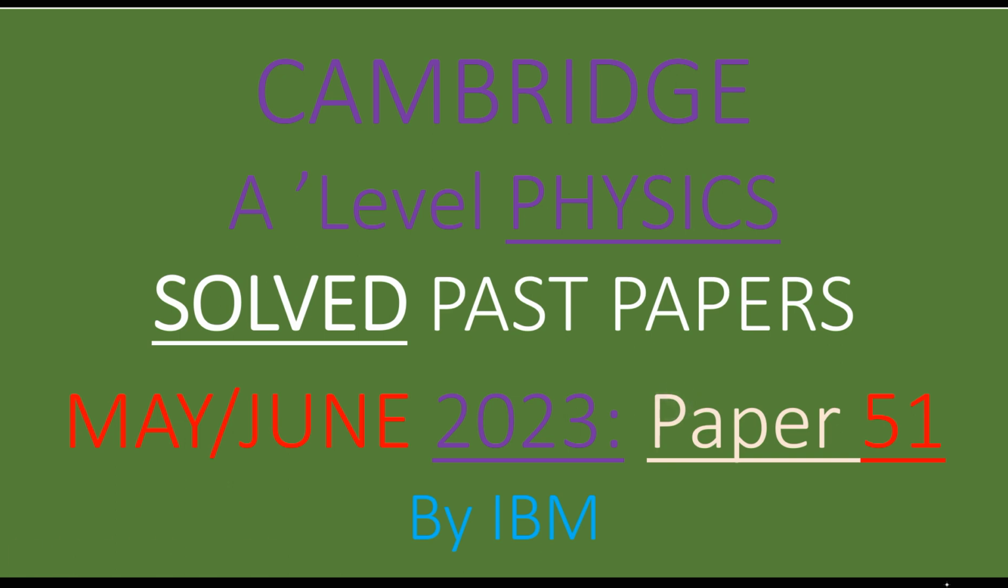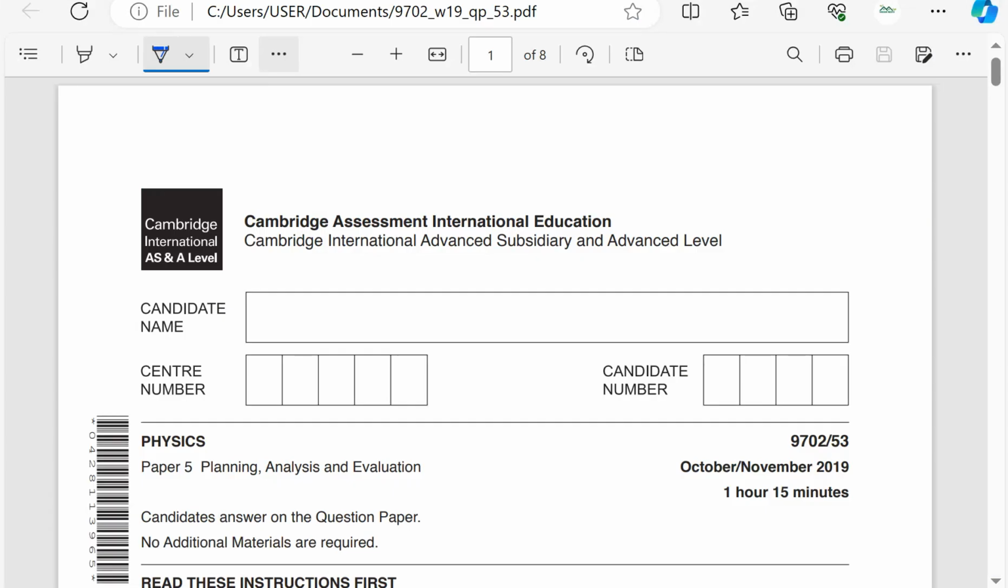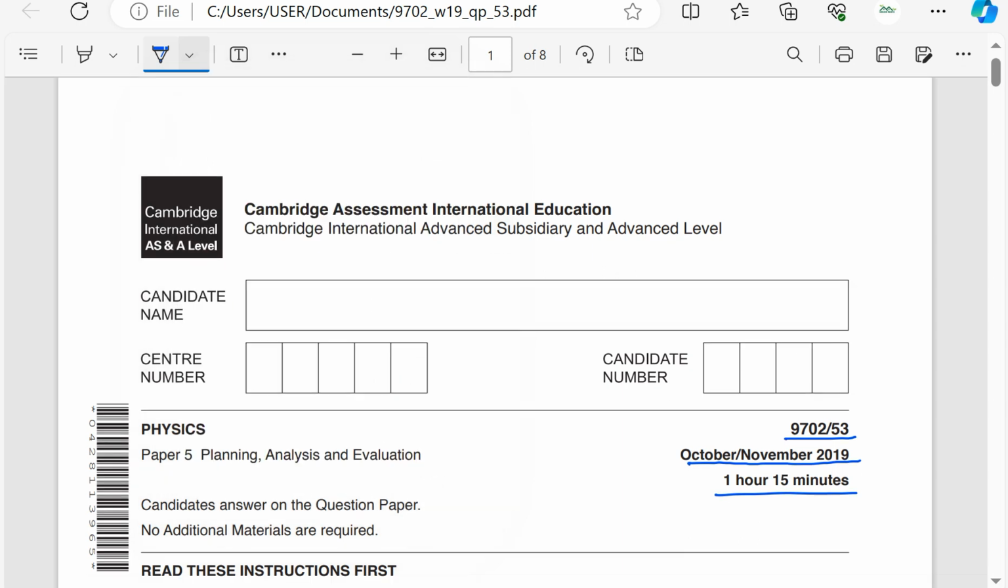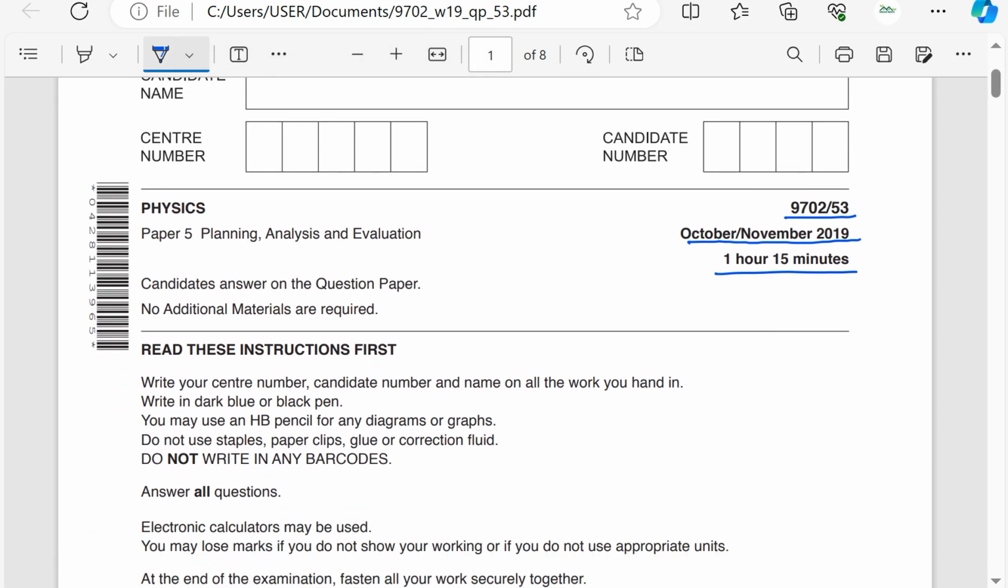And without wasting time, I would like to show you which paper I'm trying to solve. So today I'm trying to solve Paper 5, Planning, Analysis and Evaluation. This is going to be October, November 2019. The paper is 1 hour and 15 minutes. This is 970253. So without wasting time, I would like to take you to this paper.